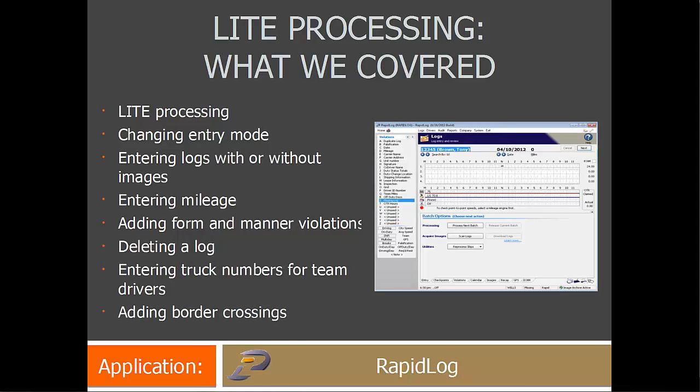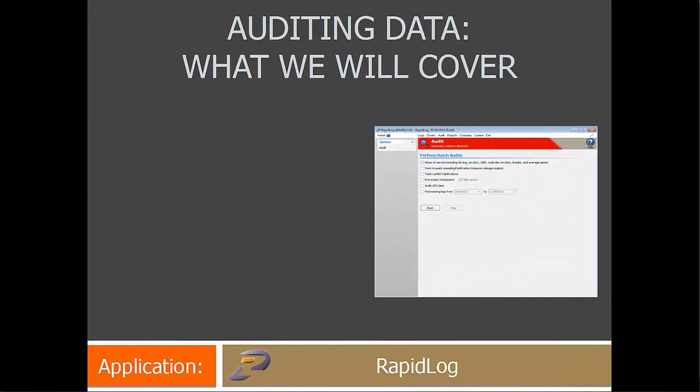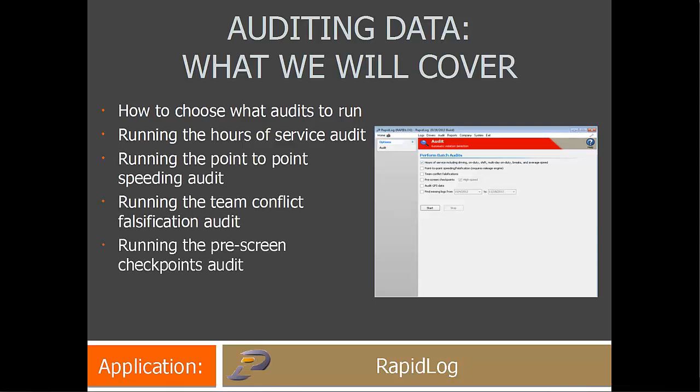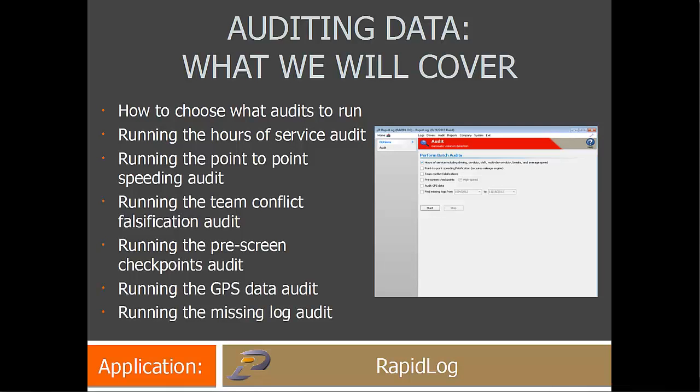Now that we've showed you how to use light processing and edit existing log data, we're going to move over to the audit page to show you how to audit the data against the hours of service you're currently running under. In the next webinar training segment, we will show you how to audit your data, and we will be covering the following: how to choose what audits to run, and how to run the various audits listed below. So let's move over to the RapidLog program and pull up our audit page to get started.